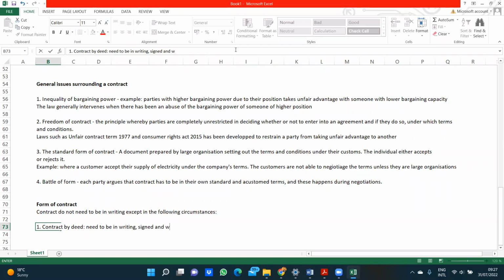and witnessed. Do not forget that a deed differentiates itself from other written contracts by its witness, because this contract has to be witnessed. It has been signed by both parties. Example, lease contract. Okay, secondly, contracts which must be in writing.